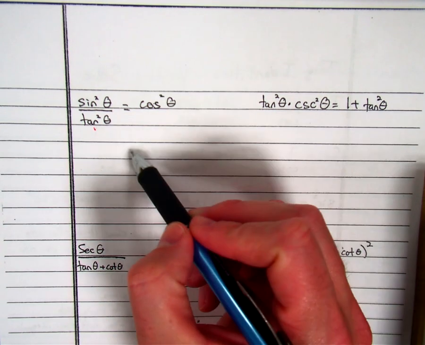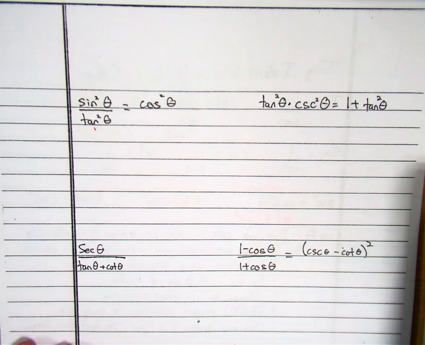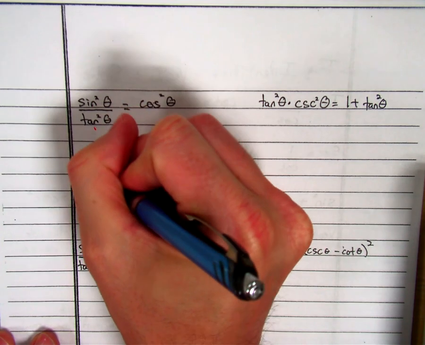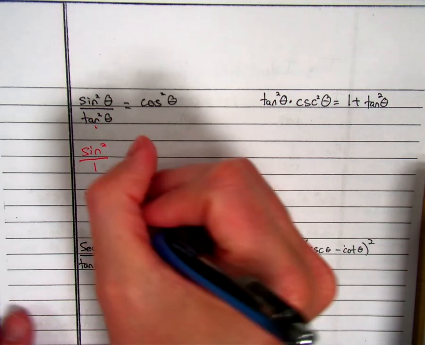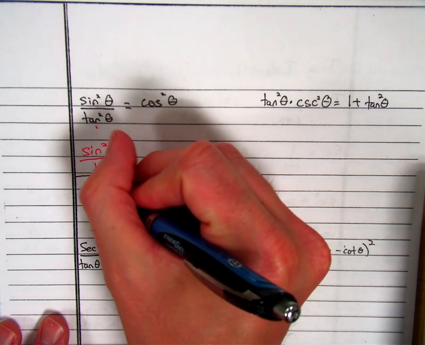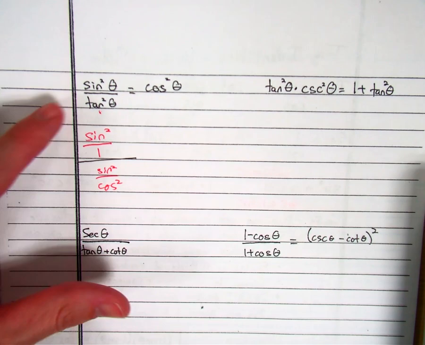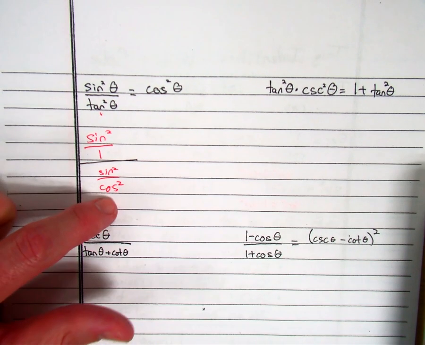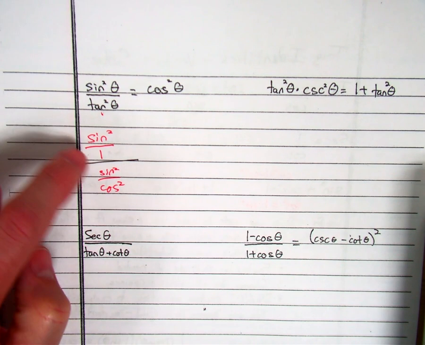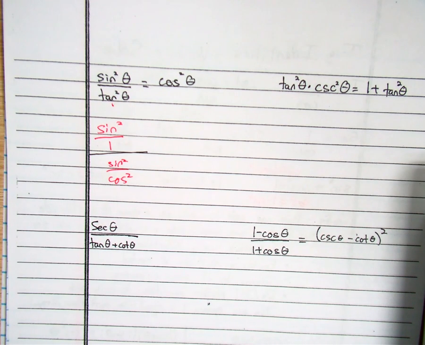Now thinking ahead, tangent squared is going to be a fraction. How can I write sine squared as a fraction? We're going to go sine squared over 1. And then for our tangent squared, it's sine squared over cosine squared. Sine squared, we changed it to be a fraction so that it would match up with this a little bit because we're thinking ahead. And we have sine squared over 1.